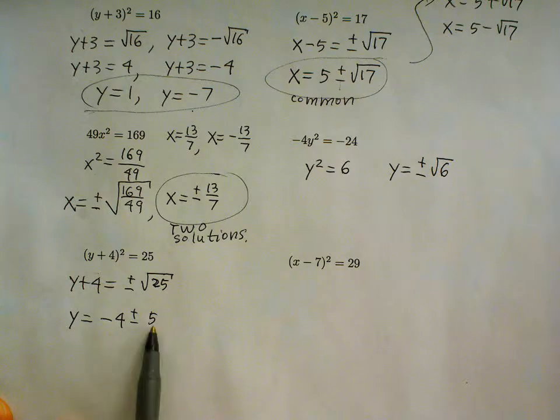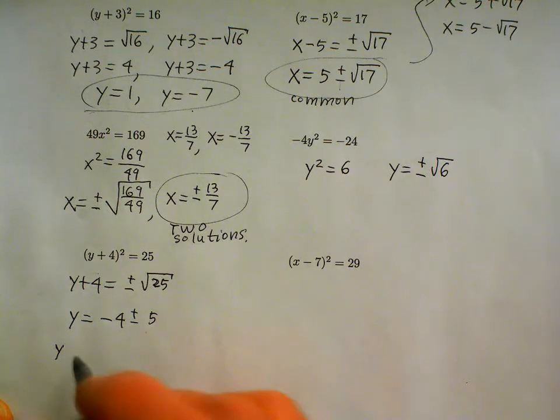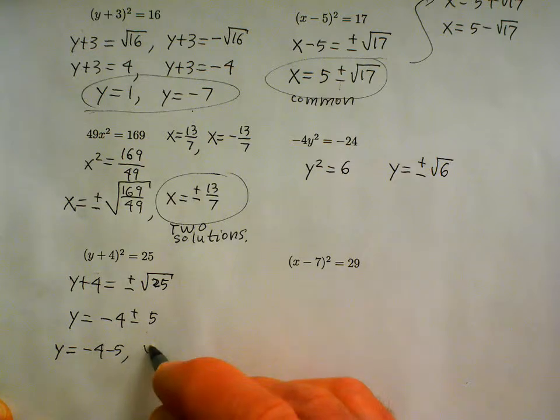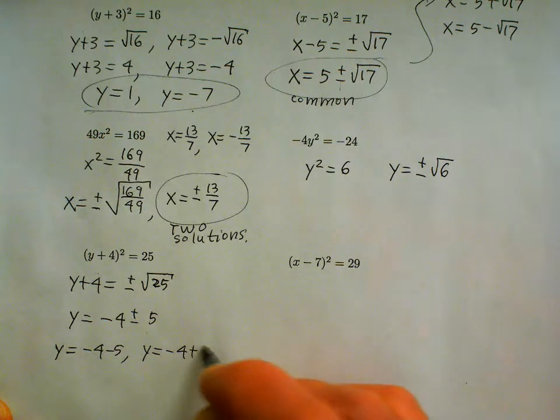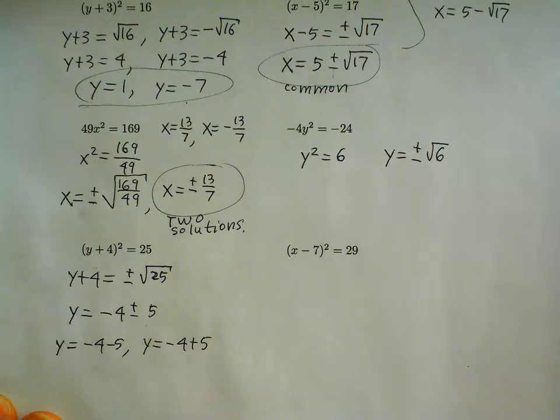And this can be simplified further. So from here, we should write the solutions separately. One of the solutions is y equals negative 4 minus 5. The other one is y equals negative 4 plus 5. And then simplify further, negative 4 minus 5 is negative 9. So one solution is y equals negative 9. The other solution is positive 1. Negative 4 plus 5 is 1.